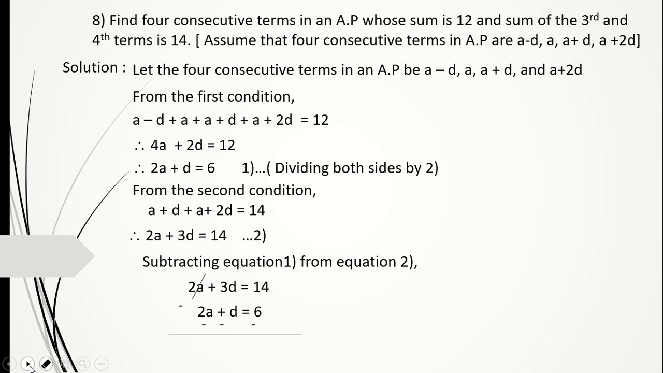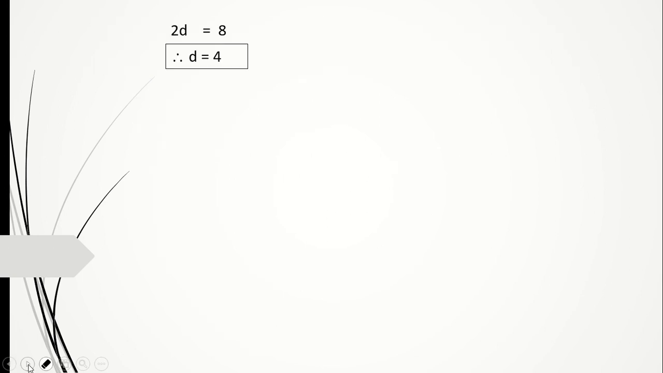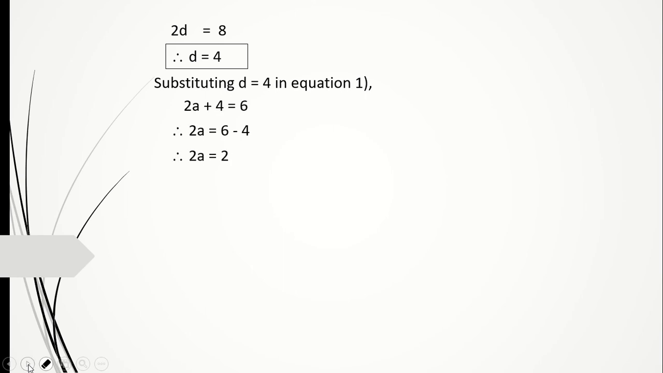So this 2A will get cut. 3D minus D is 2D, and 14 minus 6 is 8. 2D is equal to 8. Therefore, D is equal to 4. Now, substituting D is equal to 4 in equation number 1, we will get the value of A. We got A is equal to 1.